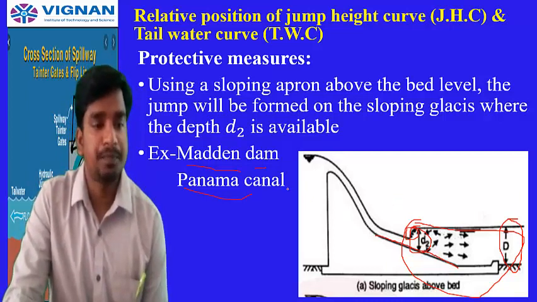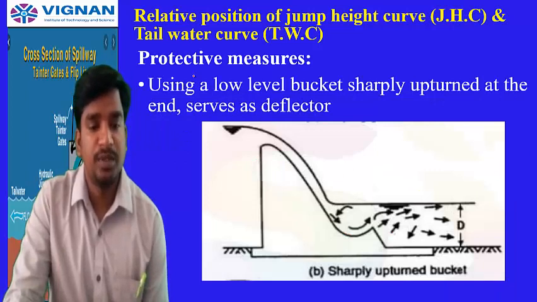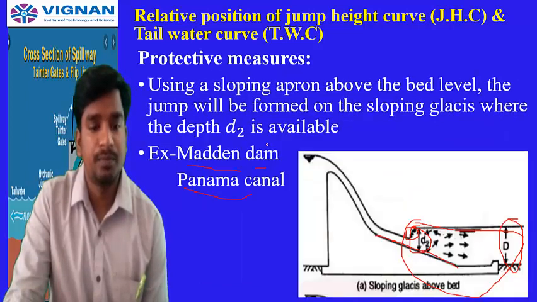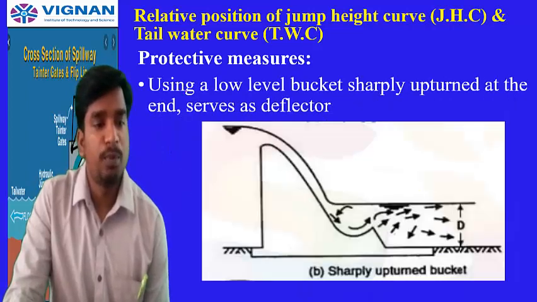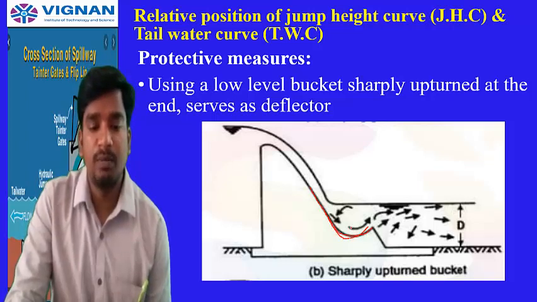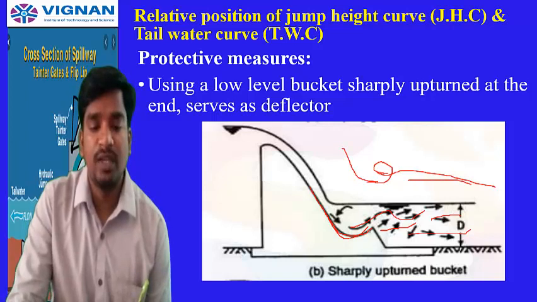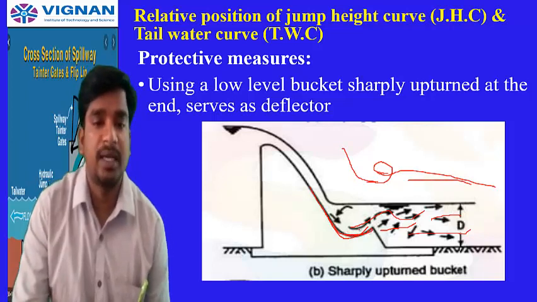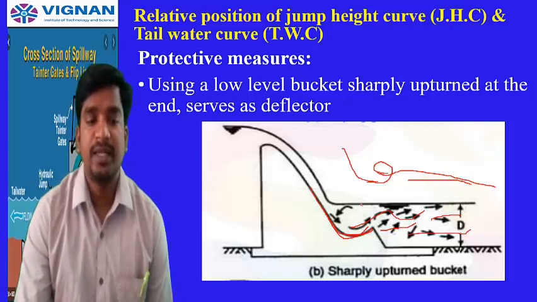Okay, now similarly, we have seen that protective measure. One more protective measure is also given here, using a bucket type like this. By providing a bucket type portion, the jump will be formed like this and the energy is dissipated. One more way is by creating a sharp upturned bucket, so water can flow like this after falling. By this way also we can dissipate the energy, so it serves as a deflector.